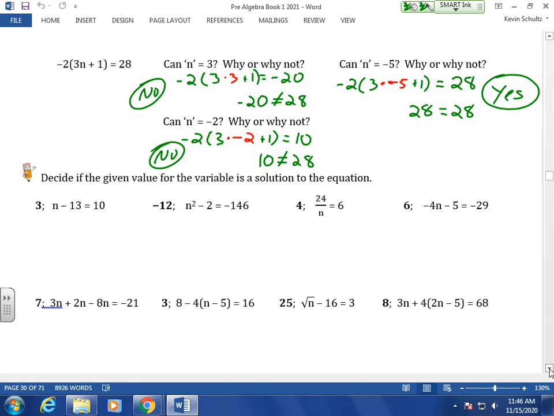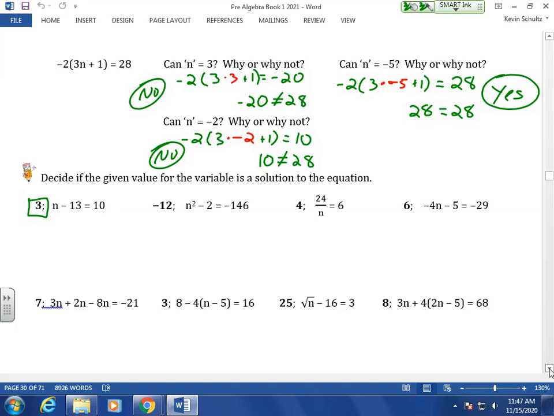So what your task is, in the Mr. Happy Pencil homework section here, it says decide if the given value for the variable is a solution to the equation. So the number that comes first, that's bolded here, followed by the semicolon, or is that a colon? I can never remember. Semicolon. That's what you are testing. That's what you're plugging into the equation. In the first one, is 3 a solution for n? Can n be 3 in the given equation?